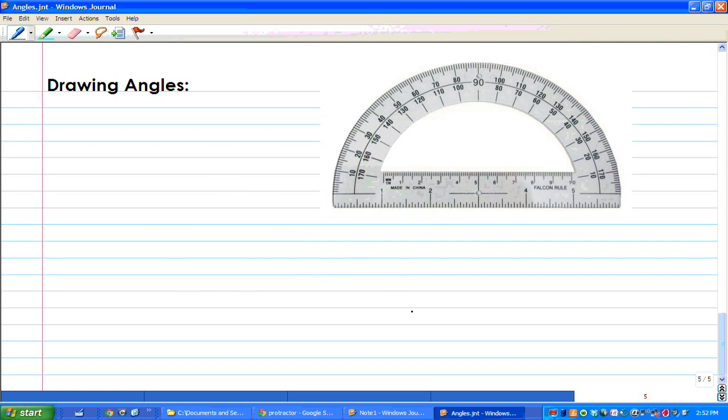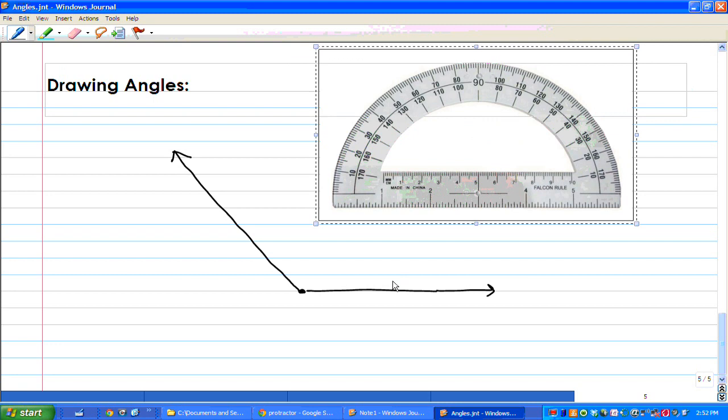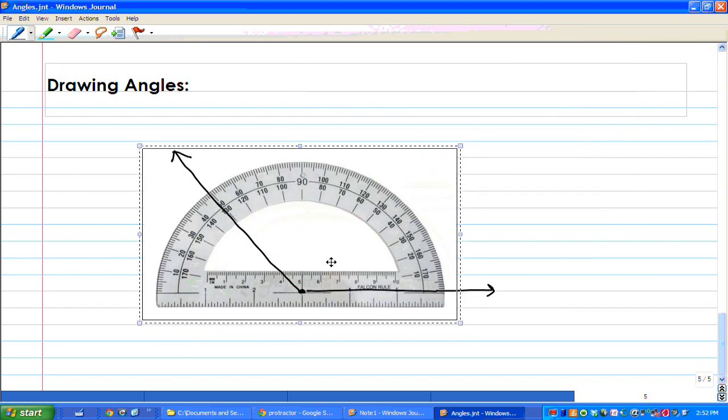Now let's say I have another angle and I want to measure it. Here is one ray. Here is another ray. What kind of angle is this? Hopefully you're going to say obtuse, because then you'd be correct. I'm going to line up that spot where the crosshairs are on the vertex of my angle.